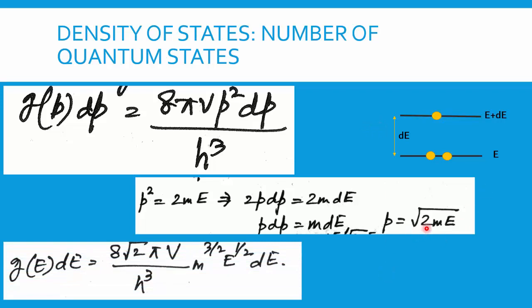So if you substitute the value of p and p plus dp here, you will get 8 root 2 pi V by h cube m to the power of 3 by 2 E to the power of half dE. Because now all the momentum has transformed into energy, and you can write the number of quantum states as a function of energy. So if you have this kind of problem where you are asked to calculate the number of quantum states as a function of energy, then you have to use this formula.